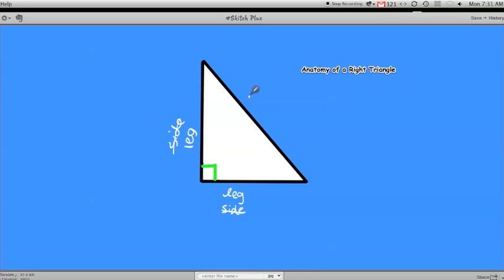Now, this part that's not touching the 90-degree angle is called the hypotenuse. And the hypotenuse is the longest side of a right triangle. And you can always find it by taking that 90-degree angle and drawing a diagonal line right through it, and it will touch the hypotenuse.